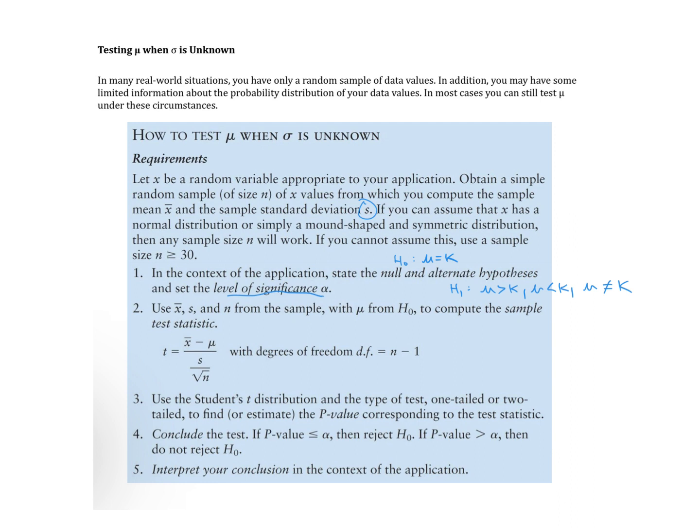And then since we don't know sigma, we can't use the standard normal distribution. We're going to use the student's t distribution. So instead of z, we are going to find t. That will be the sample test statistic. And just like before, the TI Inspire will give us that value, and we don't really need to use that formula. So the same place we found z-test, we're going to find t-test.